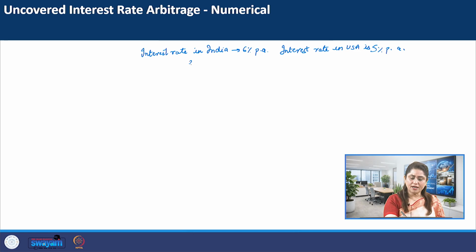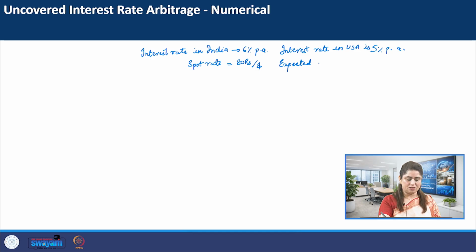Now the spot rate that we have got is, we'll take the same thing, that is 80 rupees per dollar, and now we don't have a forward rate, we have an expectation. So we are expecting that the rupee is going to depreciate because the interest rate is higher in India. So the rupee is expected to depreciate.